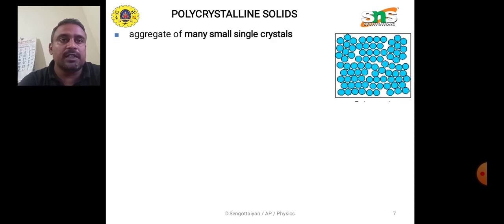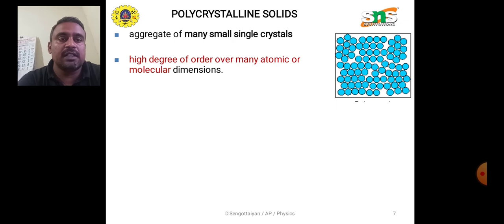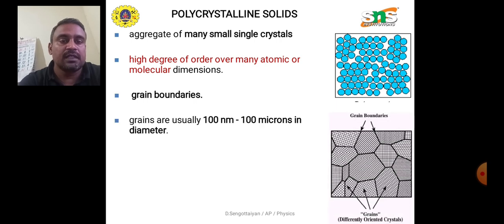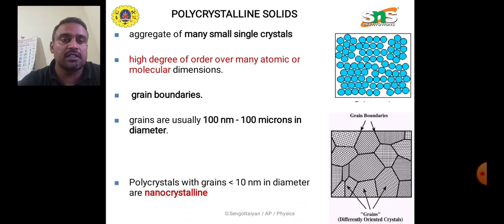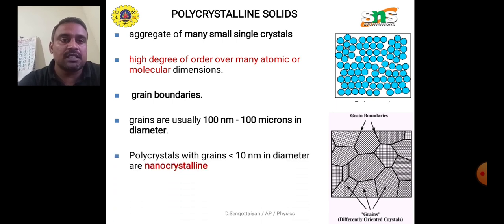So the next topic is polycrystalline solids. They have many small single crystals, a high degree of order over many atomic and molecular dimensions, and grain boundaries. Grain sizes are usually 100 nanometers to 100 microns in diameter. And the polycrystals with grains less than 10 nanometers in diameter are nanocrystalline.